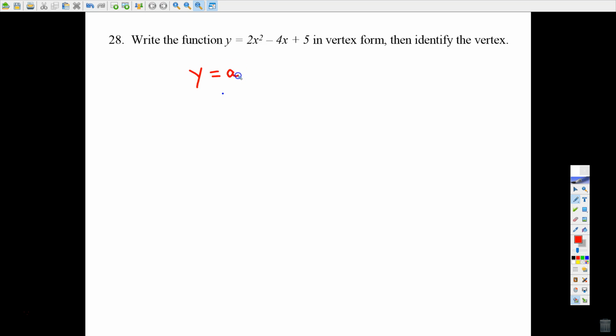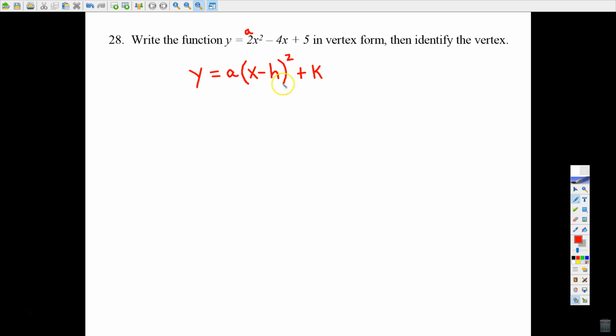We have this number a, which should be the same as the number a in standard form. Remember, this is a, -4 is b, and the 5 is called c in standard form. But in vertex form, it looks like this. We have this number a in front of parentheses. Inside the parentheses, we have x minus h, quantity squared, and then outside the parentheses, we have plus k.